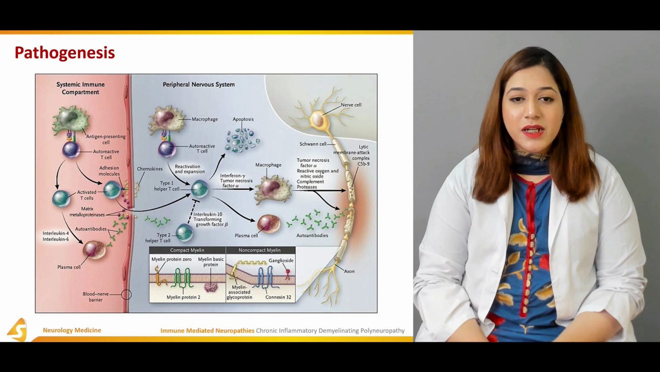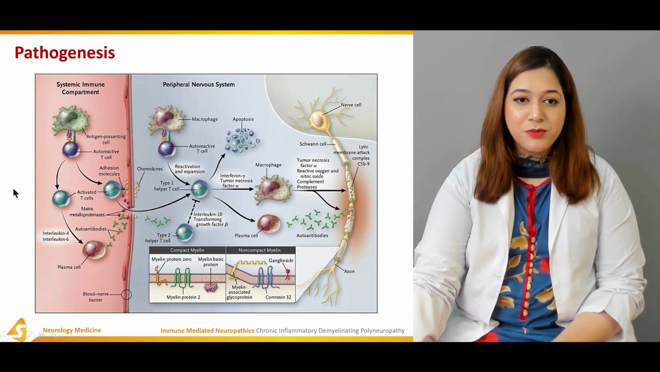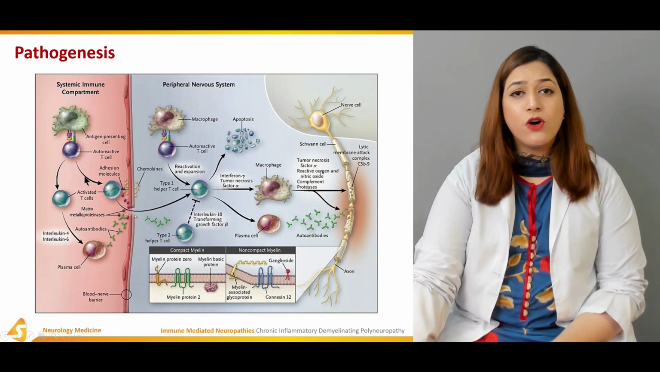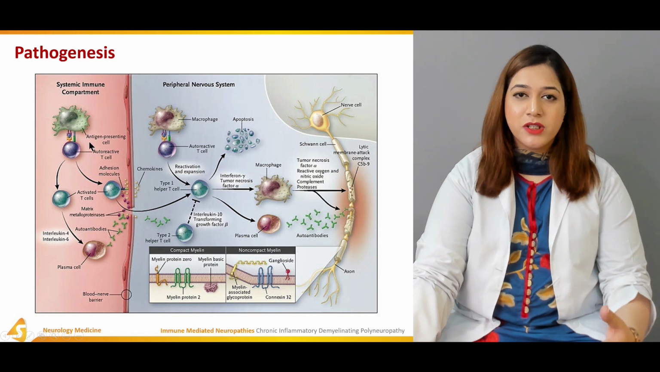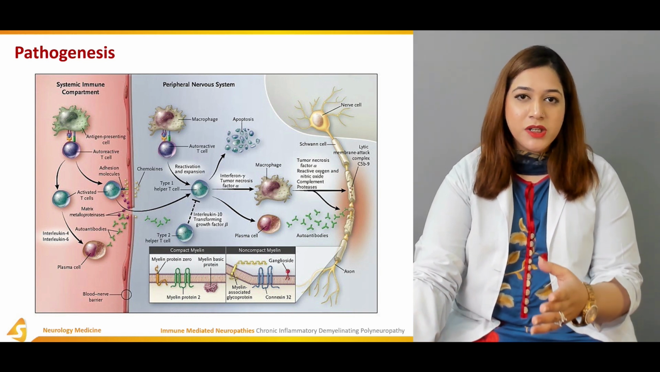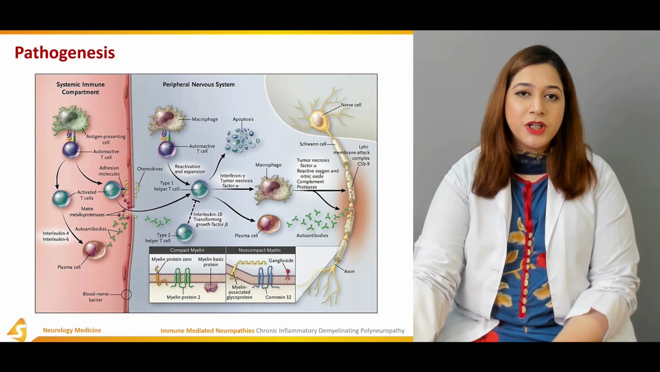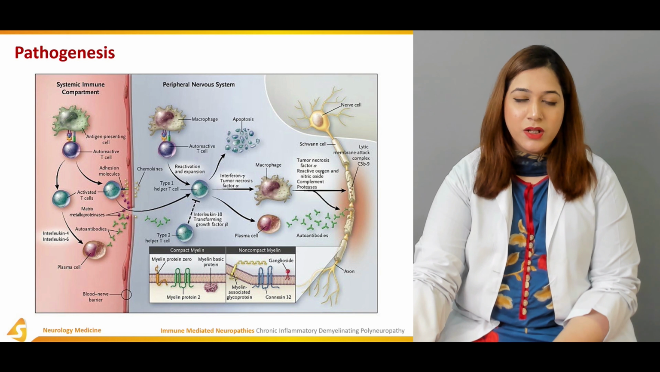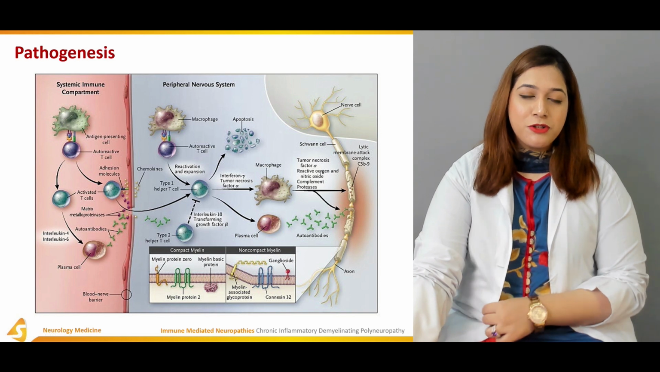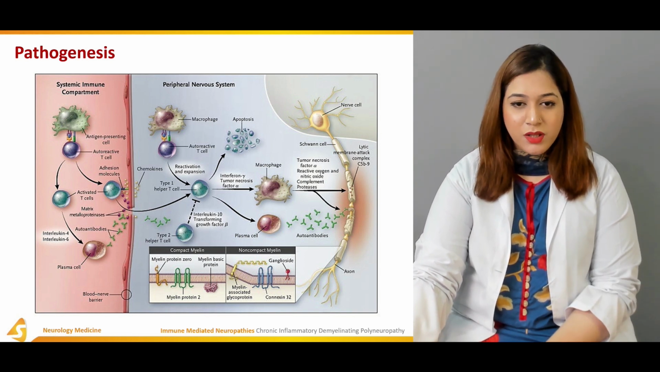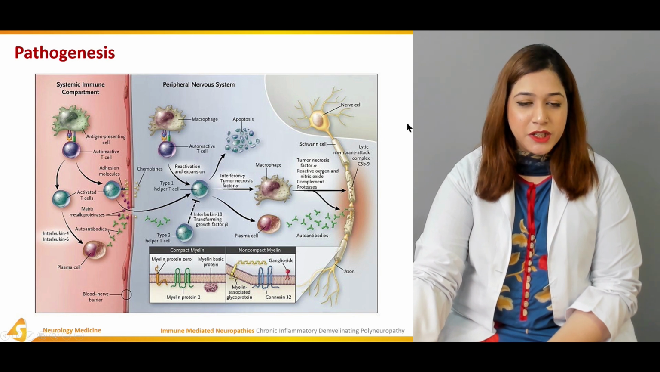Now, this is a schematic illustration of the basic principles of cellular and humoral immune responses. Although there is no evidence of any single cause of CIDP and its variants, there is certain evidence to support the hypothesis that these neuropathies, or specifically CIDP, are immunologically based and have multiple triggers. Both the cellular and humoral immune-mediated responses are thought to be involved in the pathogenesis of CIDP. Now we will discuss the pathogenesis in detail.